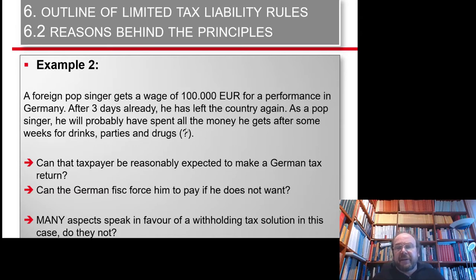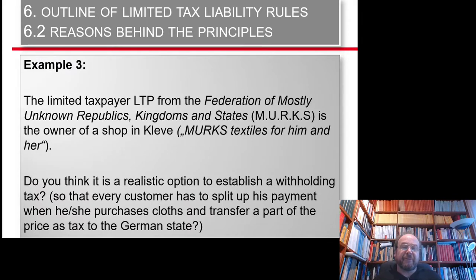One does not know. There is only one thing which is relatively certain with an artist, an entertainer, or other people like that. There is a high probability that they are not really the kind of excellent bureaucrats who take care of their tax liabilities and put away the money decently, especially not if it is about the tax claims of foreign countries. They probably don't know. So it's highly unrealistic that you really can expect that pop singer to make a German tax payment. It is probably not possible to force him when he is back abroad to pay German taxes. So many aspects here speak in favor of a withholding tax solution.